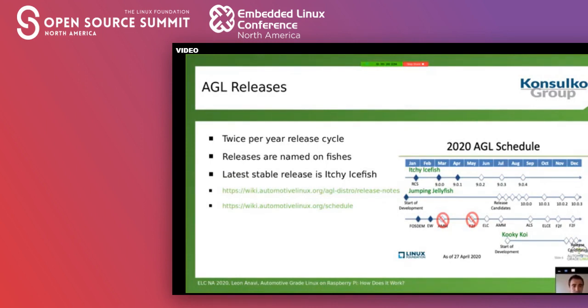Let's have a look at the releases of AGL. AGL releases twice per year. Every 6 months, there is a new stable release of AGL. AGL releases are named after fishes. So the latest stable release as of today is Itchy Icefish. However, in a few days, another release candidate, and hopefully a stable release after that, will be released. This is going to be Jumping Jellyfish. It's part of the development process right now.